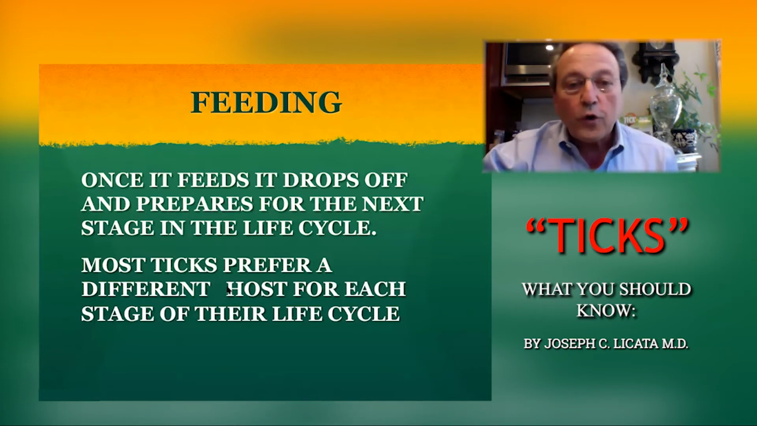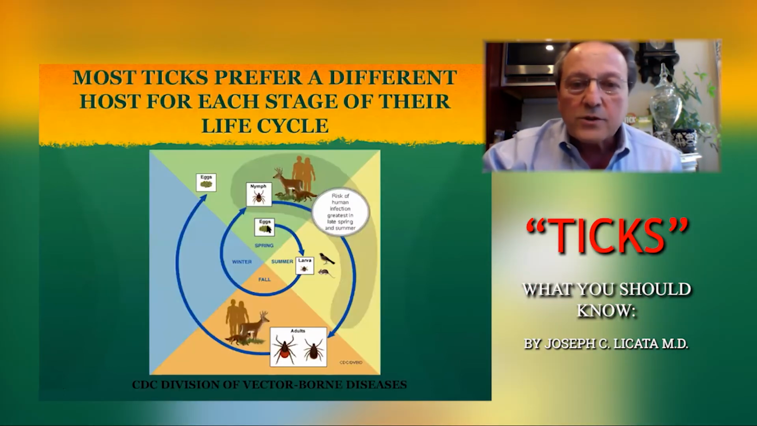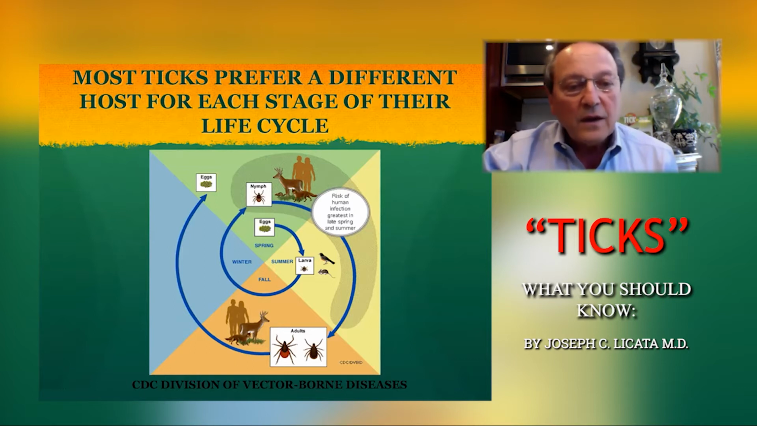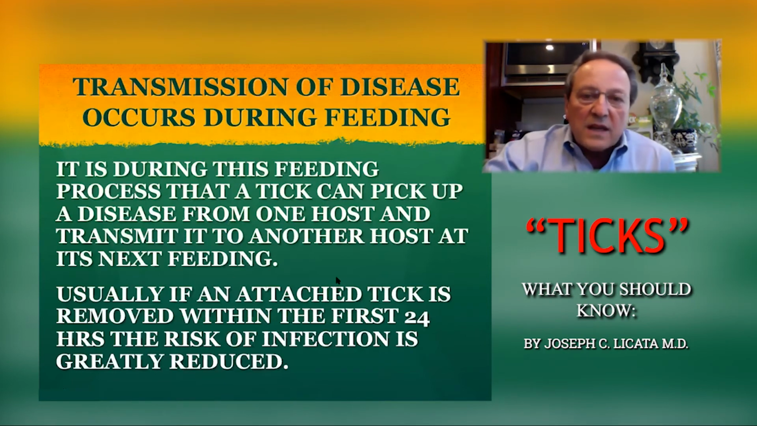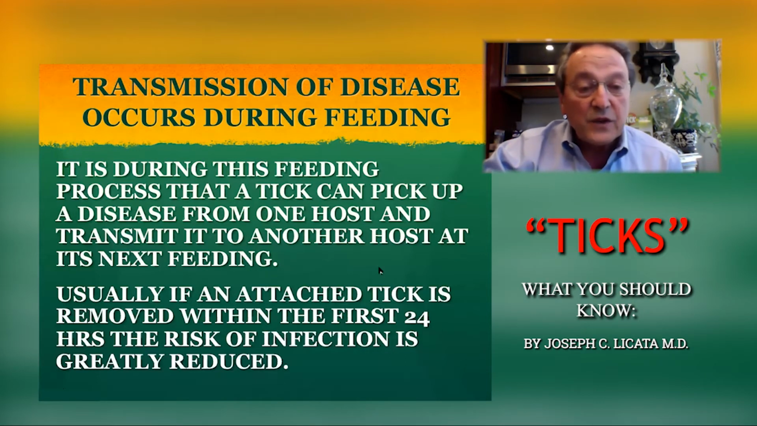Most ticks prefer a different host for each stage in their life cycle. I'm just going back and showing you that, again, those smaller animals when they're larvae, larger animals when they're nymphs, and then deer usually when they are adults, when they prepare to mate and have eggs again. It's during this feeding process that a tick can pick up the disease from one host and transmit it to another host at its next feeding.